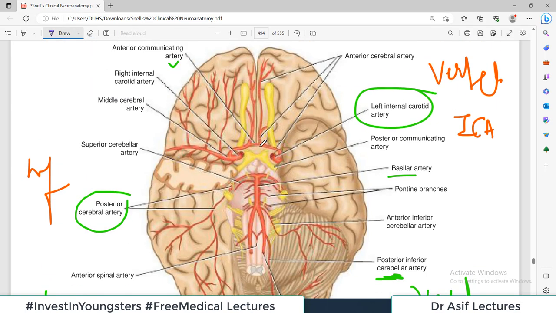So we are talking about kaun-kaun-si contributors hain in the circle of Willis. The first one is the anterior communicating. This is the anterior communicating. Achha, anterior communicating kin ke beech mein communicate kar rahi hai? Between the anterior cerebral. To ye ek side ki anterior cerebral hai, ye dusri side ki anterior cerebral hai. Ab zara remind karo, anterior cerebral kahan se aa rahi thi? Anterior cerebral is a terminal branch basically of the internal carotid, one of the terminal branches.